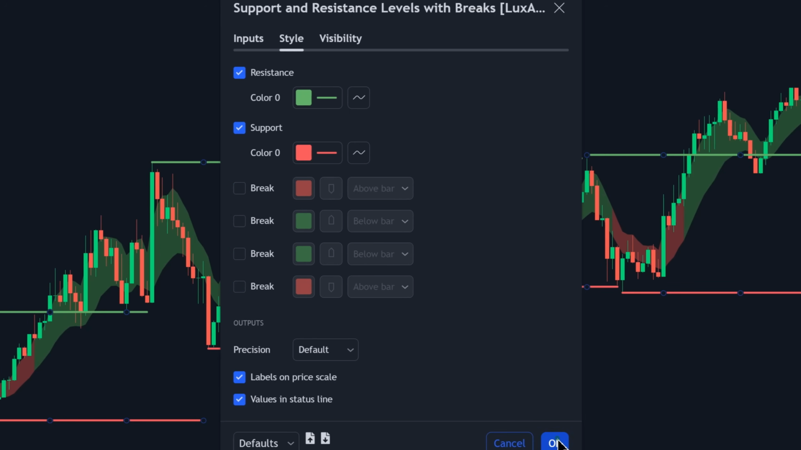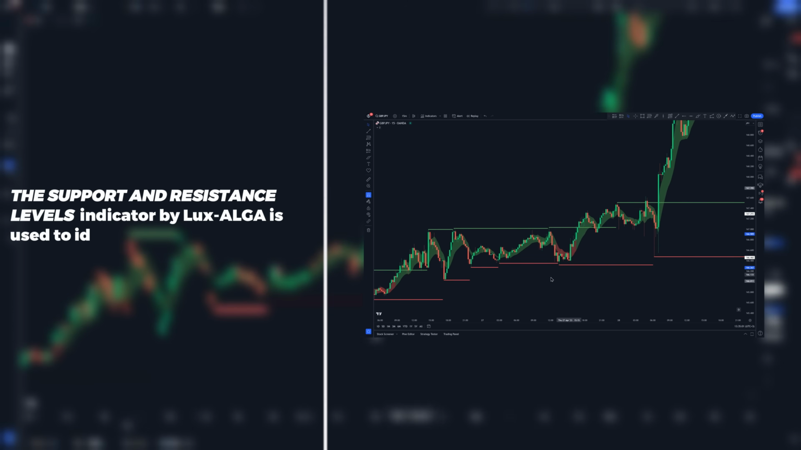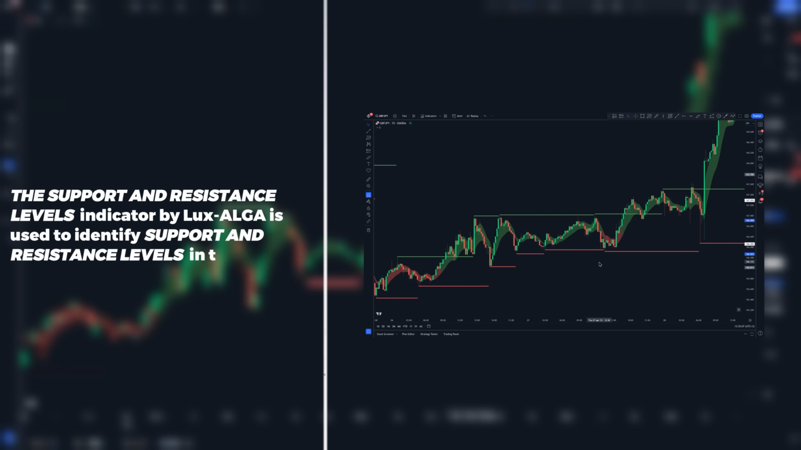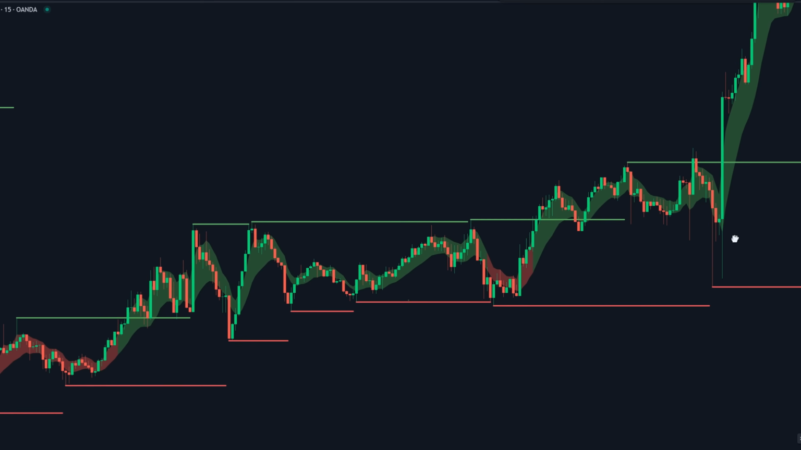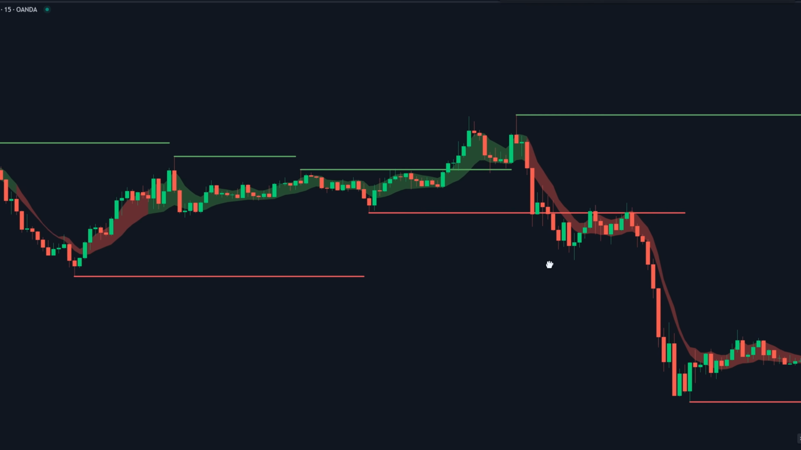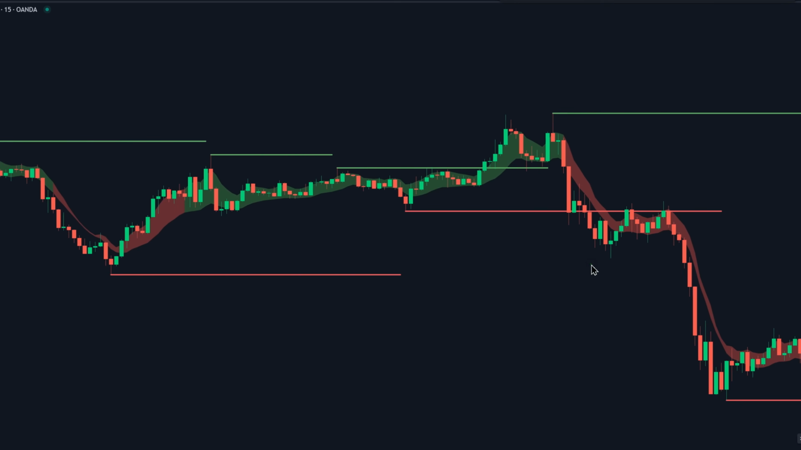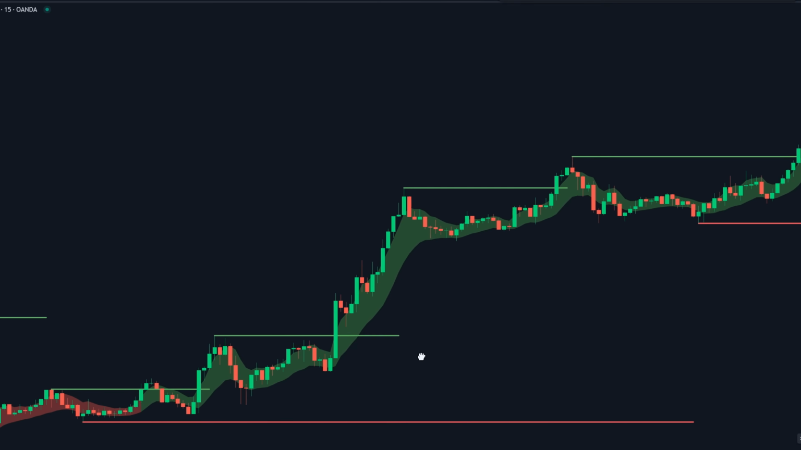After that, click OK. The Support and Resistance Levels indicator by Lux Algo is used to identify support and resistance levels in the market. The green horizontal lines represent the resistance level, and the red horizontal lines represent the support level. The way we're going to combine these two indicators is that we will enter long positions whenever the price breaks and closes above a resistance level within a bullish trend. For short positions, we're going to do the opposite.